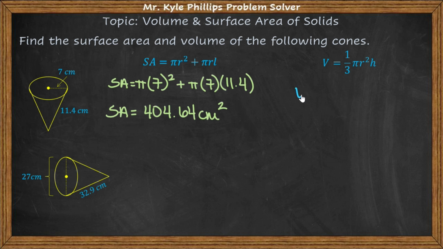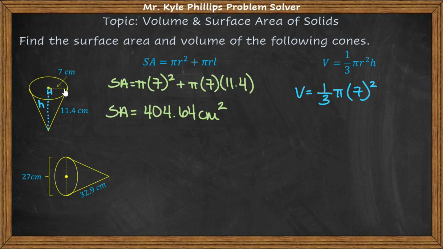Volume is going to be 1/3 pi r squared height. So we have pi, we know our radius is 7. Now height. Now, pay attention to this. Height is not slant height. Remember, anytime we see h, height, we're thinking this must be perpendicular with the base. So height here is this value, and we know it's perpendicular with the base.